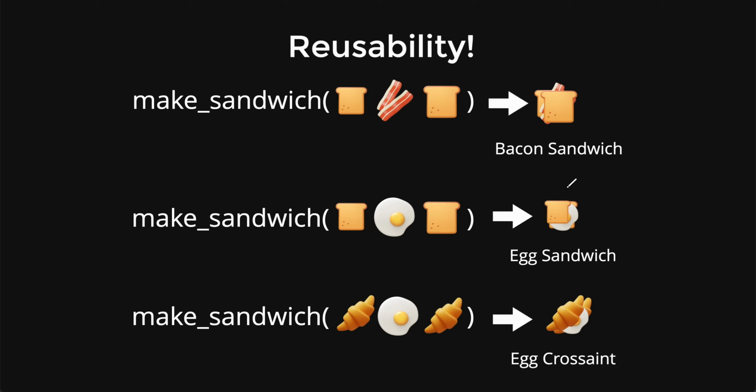Therefore, you can see that with the same function or recipe and the same set of instructions, even with different ingredients, we can reuse the same function to make different kinds of sandwich or croissant.